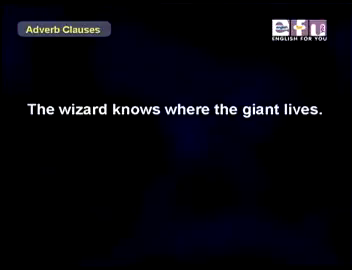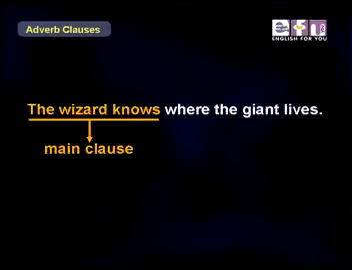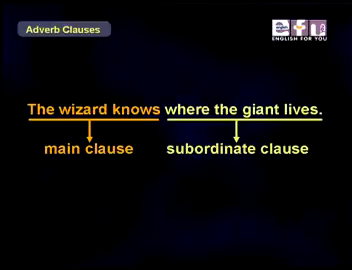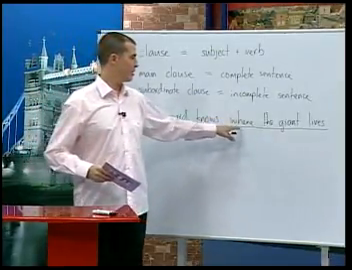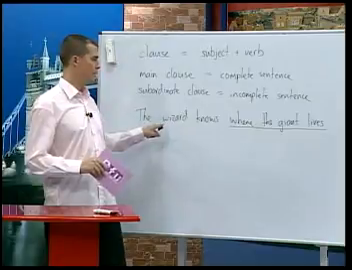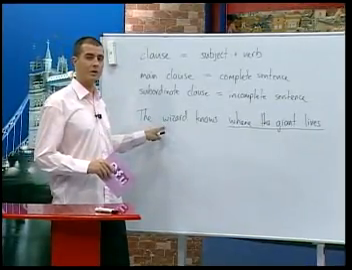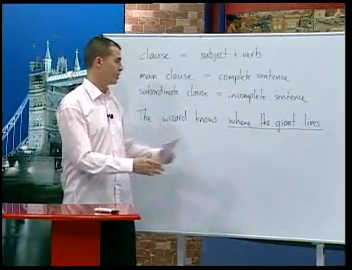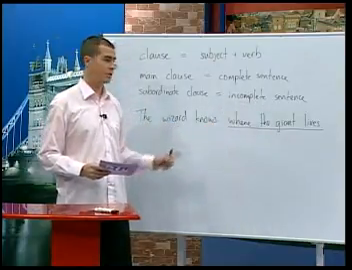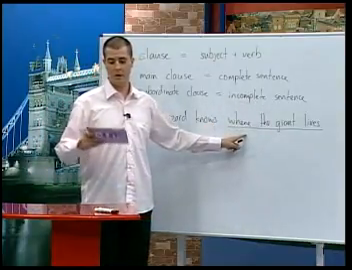Okay, now for example, let's have a look at these sentences. The wizard knows where the giant lives. So in this sentence, the wizard knows is the main clause. It could be a sentence all by itself. Where the giant lives is our subordinate clause. It's not a complete sentence. This clause needs this clause. But this clause could be a sentence without this clause. So that's the main clause, that's a subordinate clause.